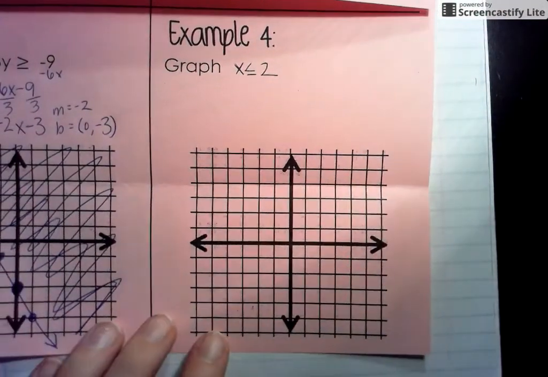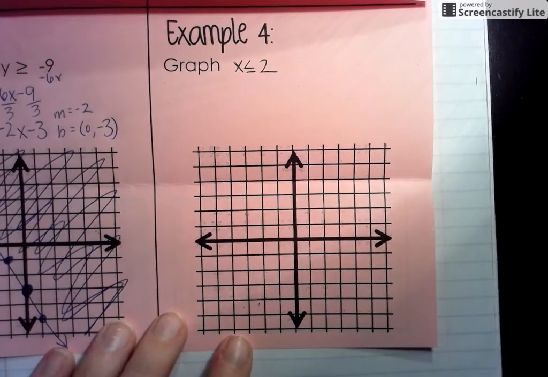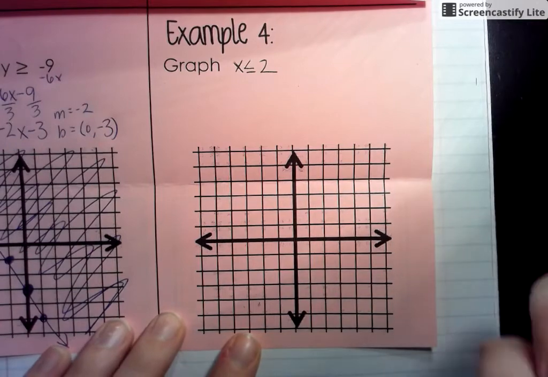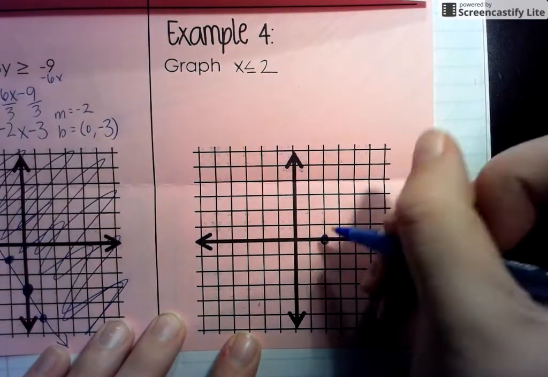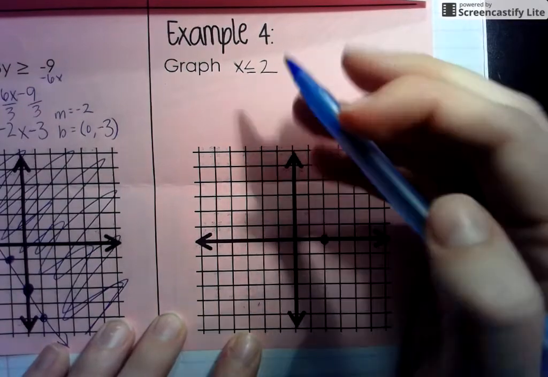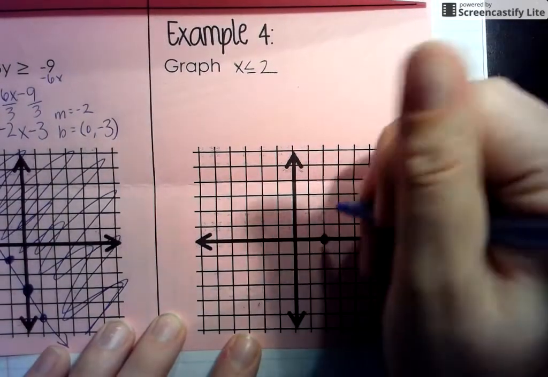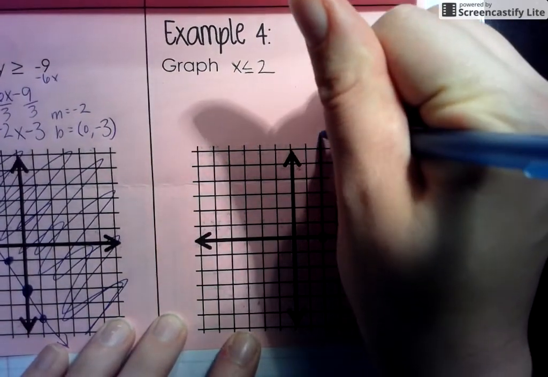Okay, this last one is x is less than or equal to 2. That's going to be a vertical line where x is 2. So where x is 2 is right here. Okay, and it's going to be a vertical line. And now because it's a less than or equal to, it's going to be a solid line that goes through.